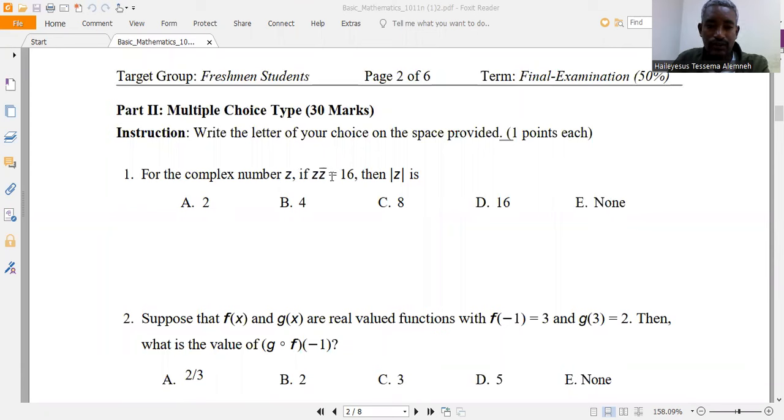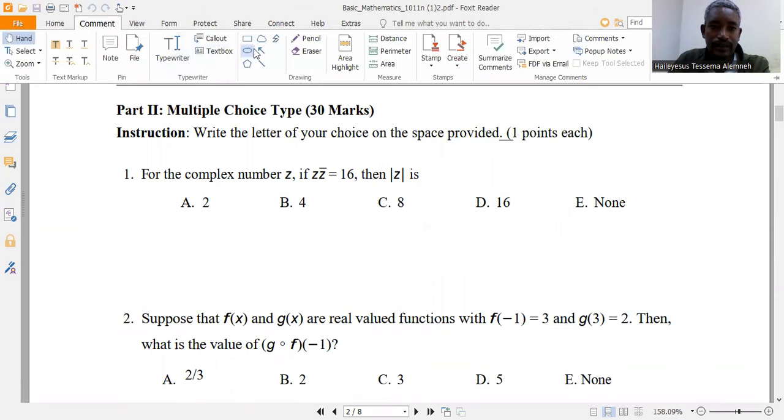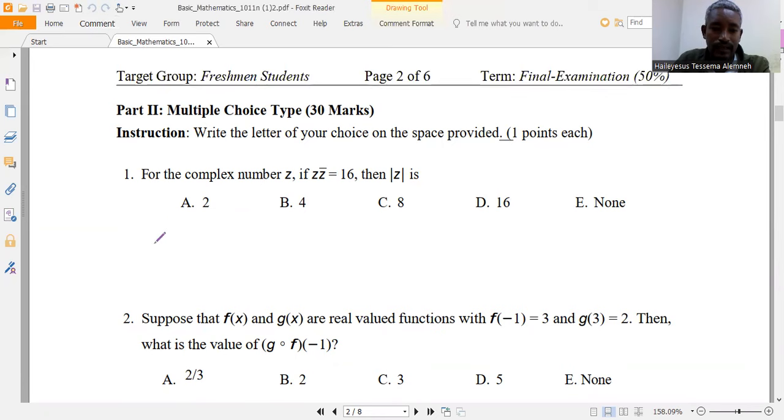then what is the modulus of z? What is the modulus of z? And what will this modulus of z be? Using a small calculation and some properties of the modulus of z, we can find that.